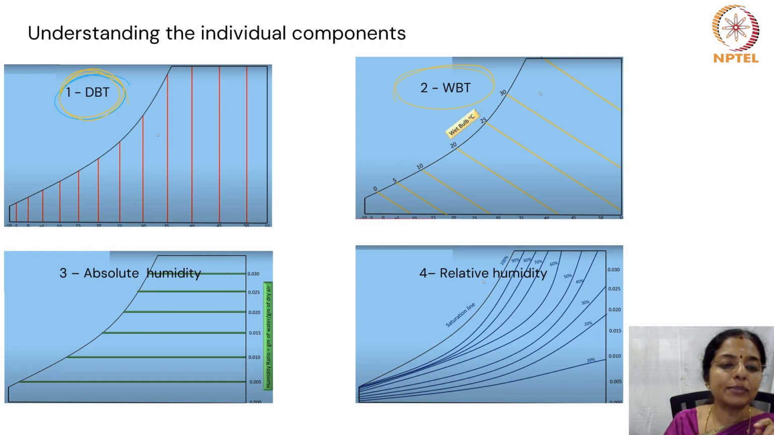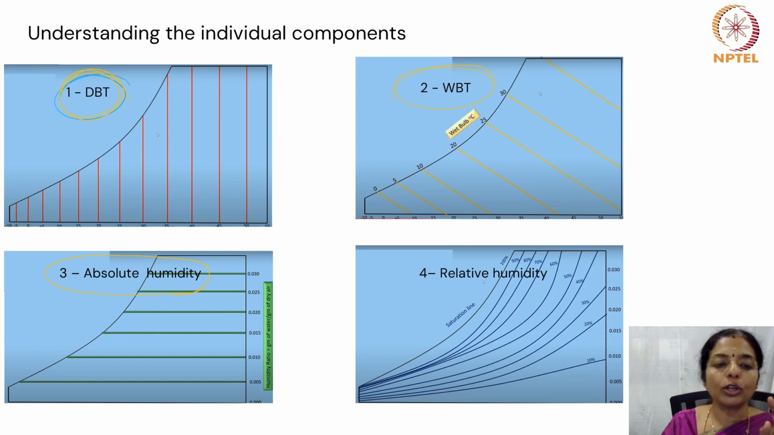Third is absolute humidity. So, absolute humidity is the total mass of water vapor present in a given volume of air regardless of temperature, and it is usually expressed in grams of water vapor per cubic meter of air. Its importance is that it is a measure of the actual amount of moisture in the air, and it is useful for detailed analysis of air properties and HVAC system design.